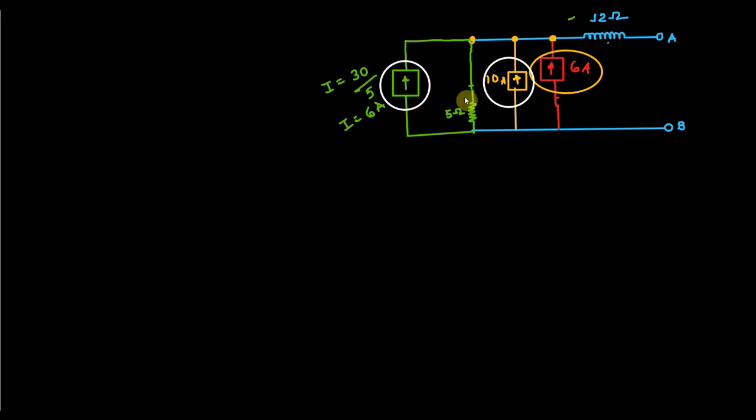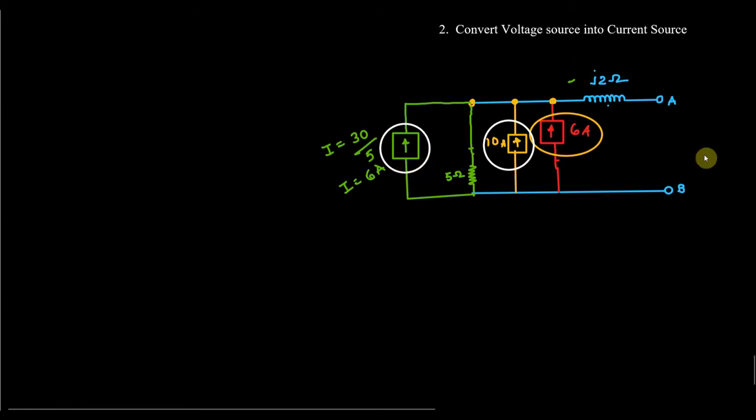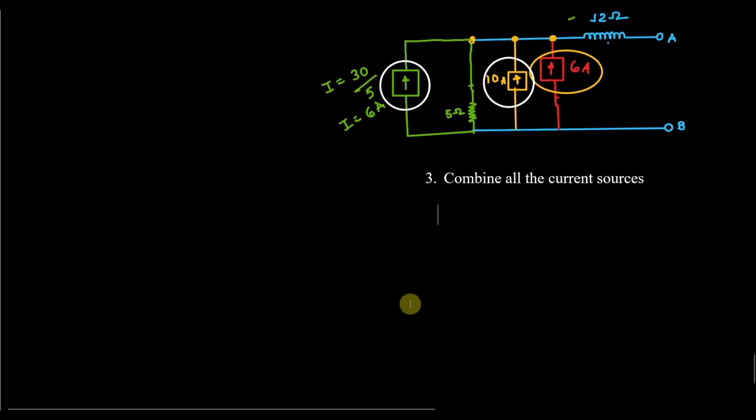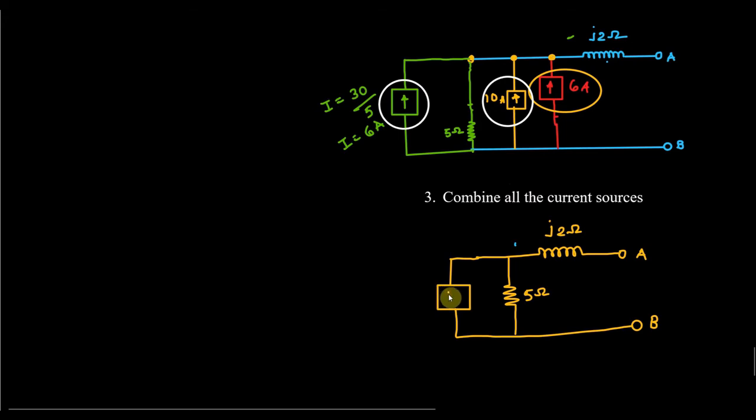So all these three are now connected in parallel. In the next step, we will combine all these current sources to find out the equivalent current source. So in the third step, we will combine all the current sources and find out the resultant. What will be its equivalent current?